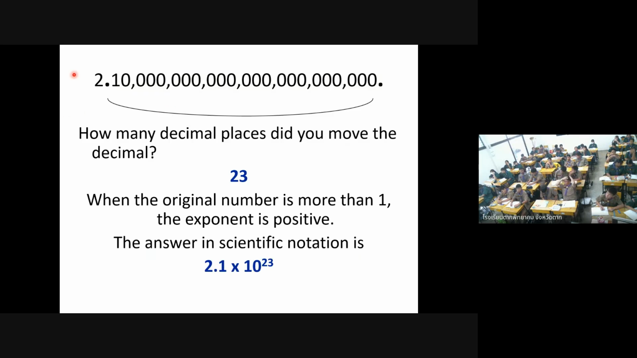So we're going to have here 2.1, which is this number, times 10 to the power of 23. Again, the movement of the decimal point is from right going to the left. If it's from right to left, the exponent is positive. But if the movement of the decimal point is from left going to the right, the exponent is negative.